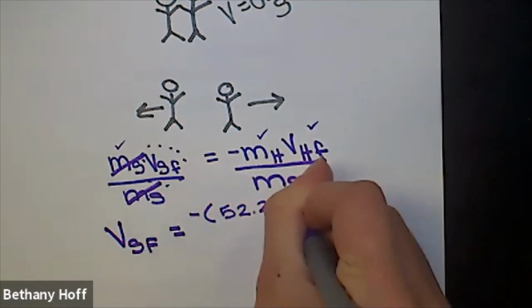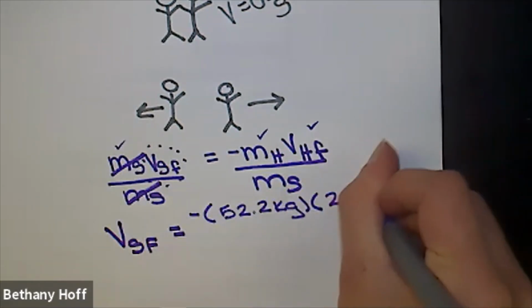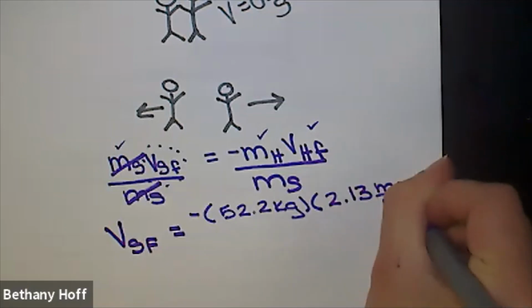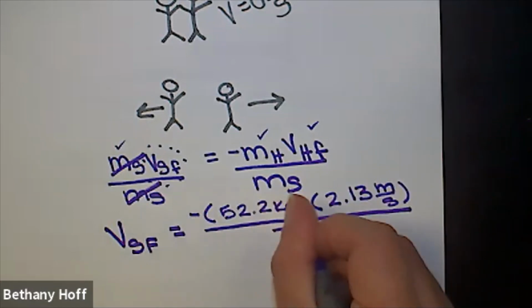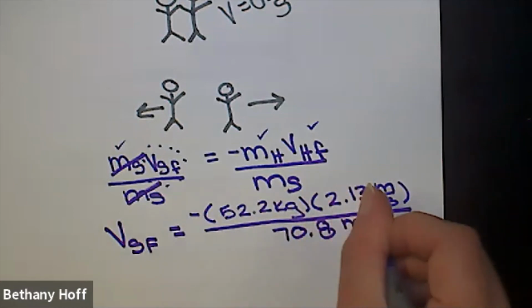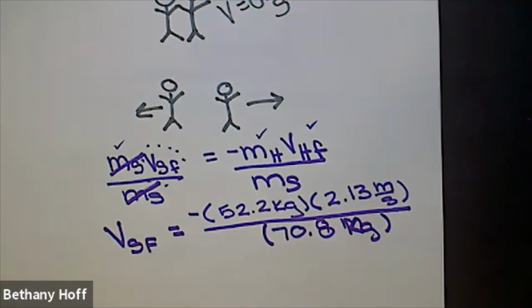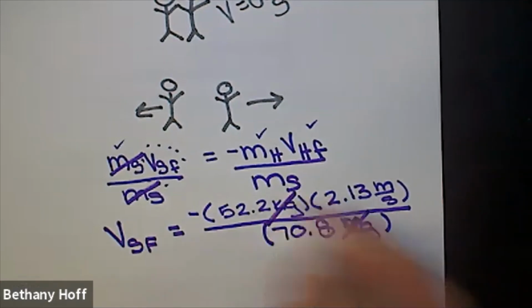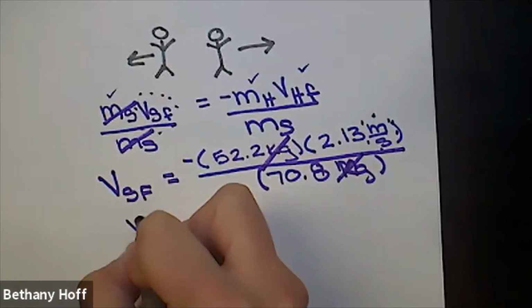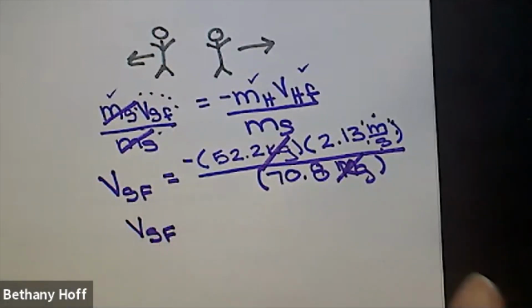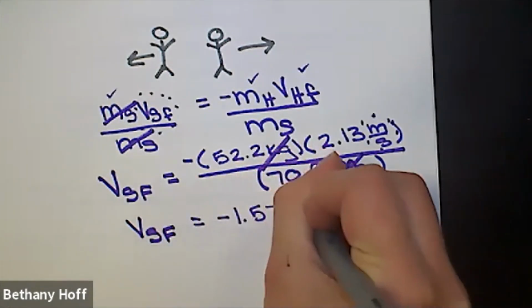52.2 kilograms, that's the mass of Helga, times her velocity, which is 2.13 meters per second, divided by 70.8 kilograms. Excuse me, I said meters earlier, but that's his mass in kilograms, not meters per second. Notice that our kilograms cancel out and we're left with meters per second. The final velocity of Sven is negative 1.57 meters per second.